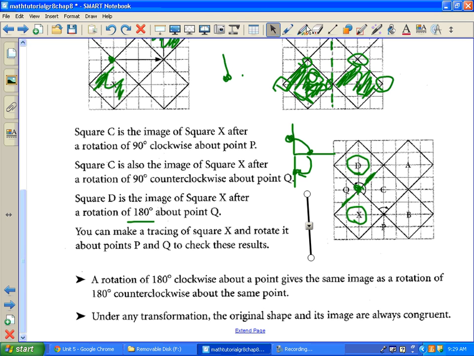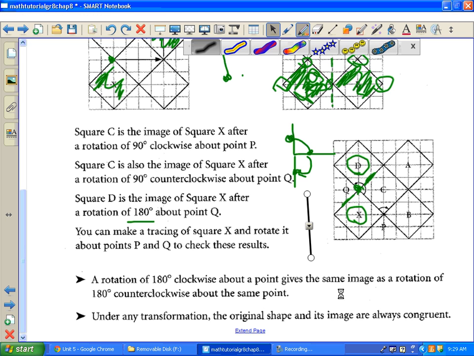And that's a couple of things made down here on this point. Down here, a rotation of 180 degrees clockwise gives the same image as a rotation of 180 degrees counterclockwise about the same point. Okay, moving on to the next section.